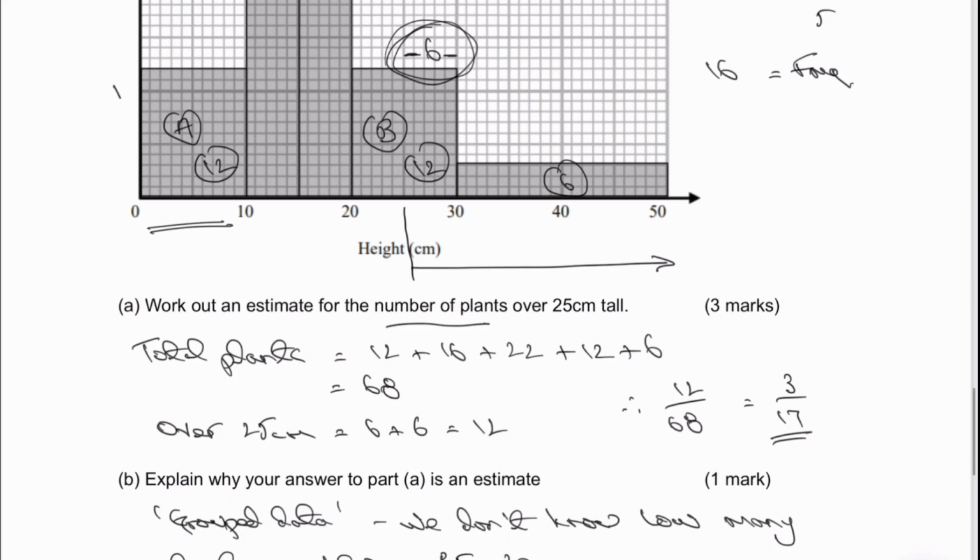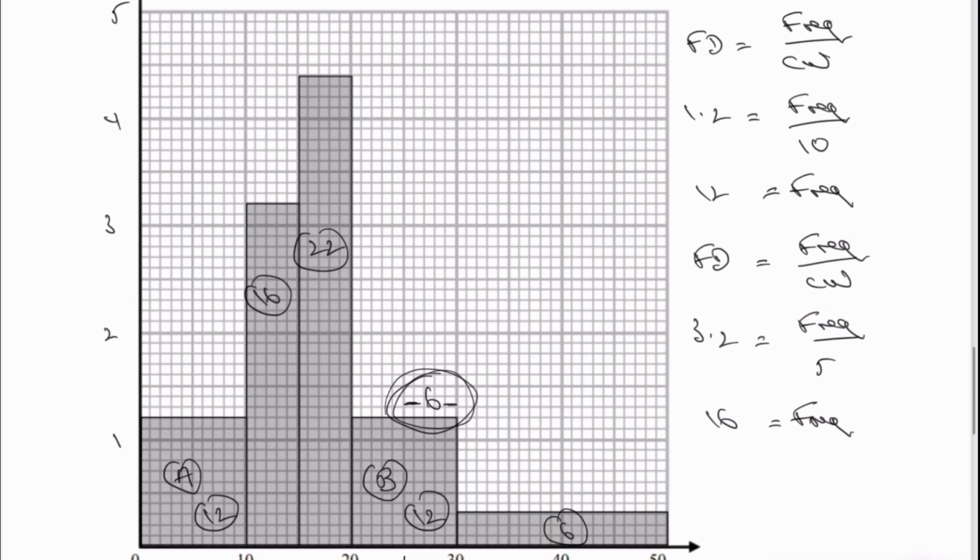Okay, I hope that's been useful to you. It is a little bit of a tricky question to work through.